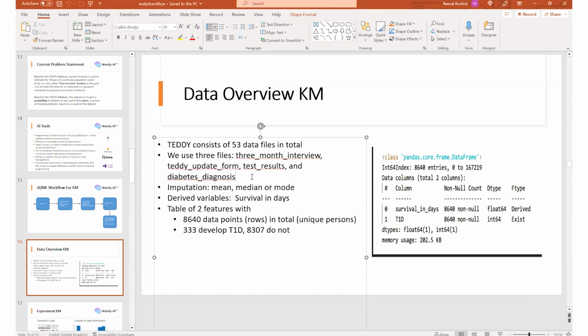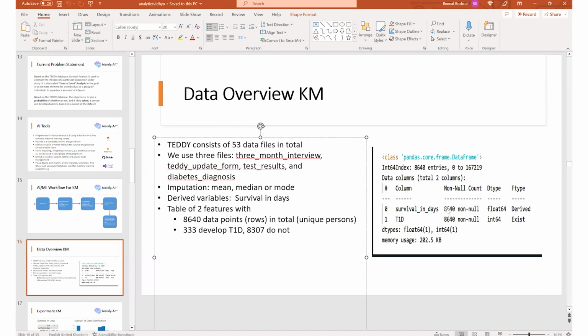We analyzed the 53 different files, and for this particular experiment we realized these 3 files are the most important, so we started with them. We imputed the data with the mean; some features we imputed with the median, and some with the mode. The experiment written here is a Kaplan-Meier experiment. For that experiment, we want the data in this form: here is the T1D and the survival in days.